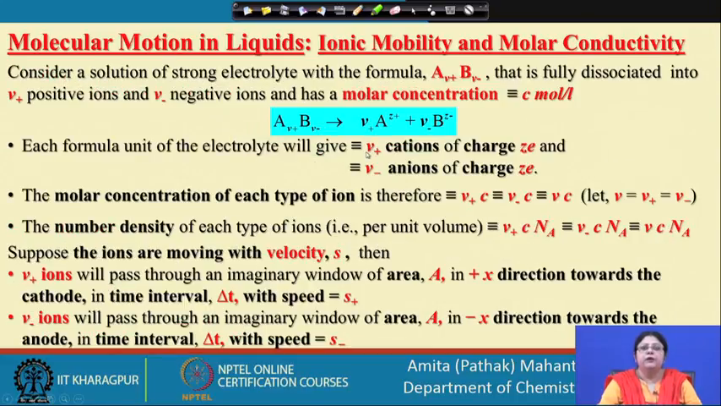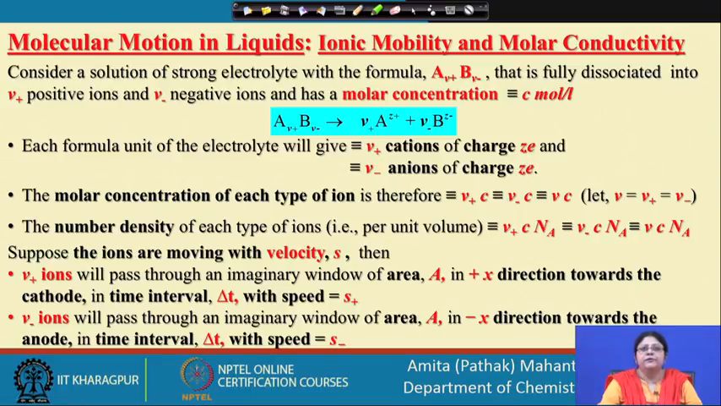What we are going to do is start with the electrolyte system. Let us consider a strong electrolyte. Strong electrolyte means it will be completely dissociated in the solvent medium we are looking into. Suppose the electrolyte has a formula something like this: A_(nu plus) B_(nu minus). It is a simple A and B system, where nu plus and nu minus are the numbers of cation and anion formula units.